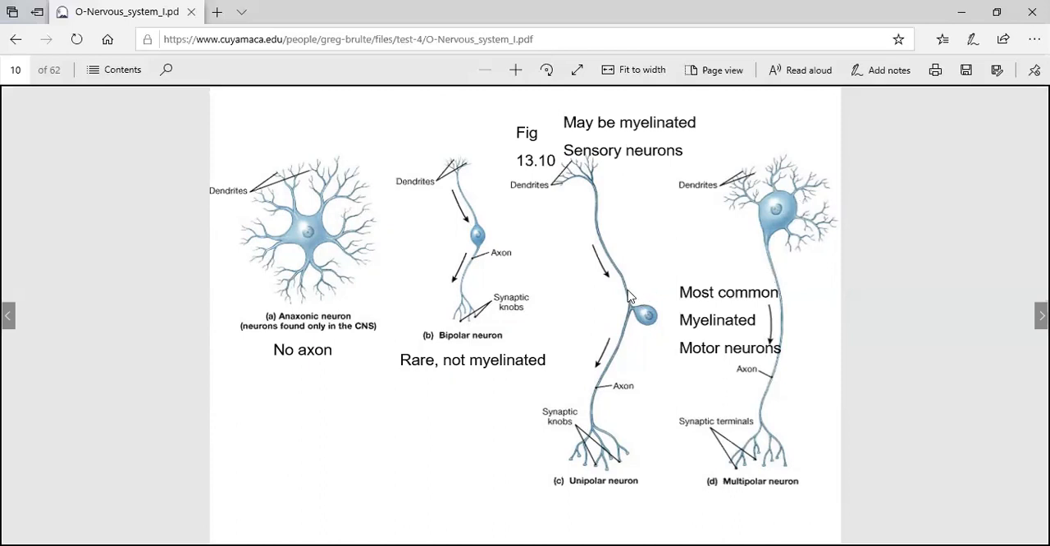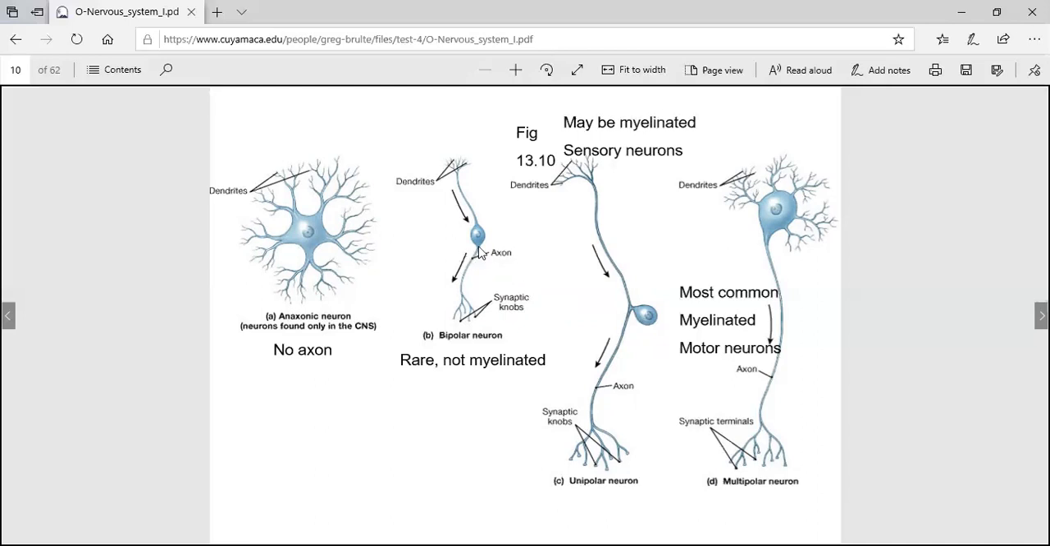Then they looked at this guy and see how the cell body's hanging off to the side. And it only looks like it's one. It's almost like a pole vaulter where the body is hanging off the side of the pole. And so that's called a unipolar. Your book now calls them pseudo unipolars. I don't care. You can call them a unipolar. And we'll go back to what these do in a second.